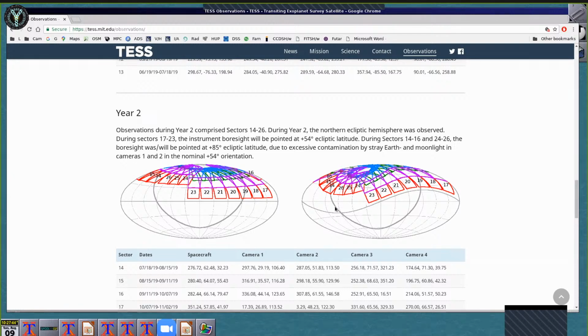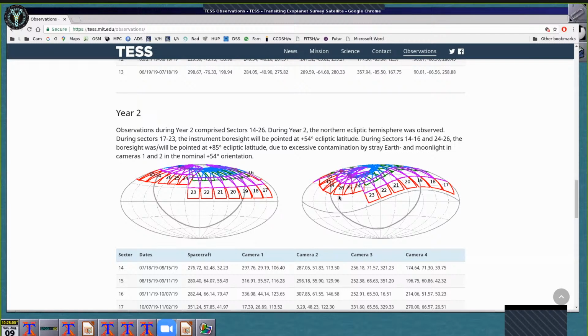But on the other hand, this area of the sky was completely avoided. And the problem here is that even in the future, because of this 1-to-2 resonance, this part of the sky cannot really be observed efficiently. So probably this part of the sky will be missed by TESS.